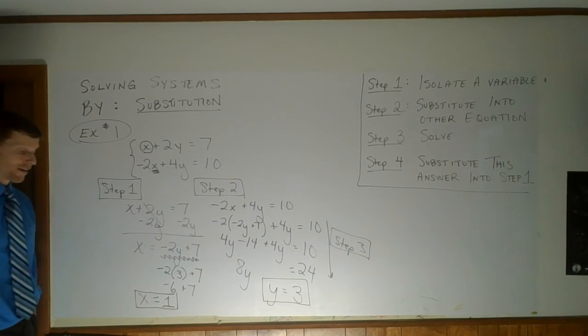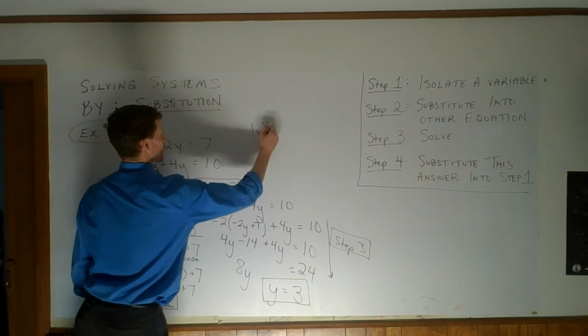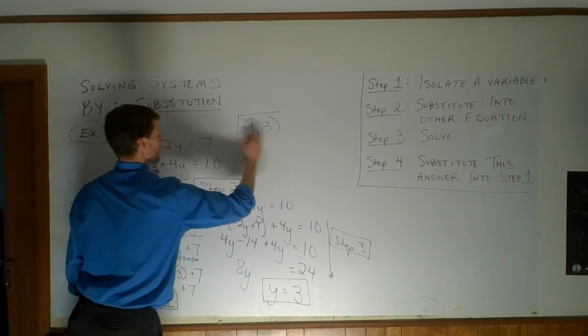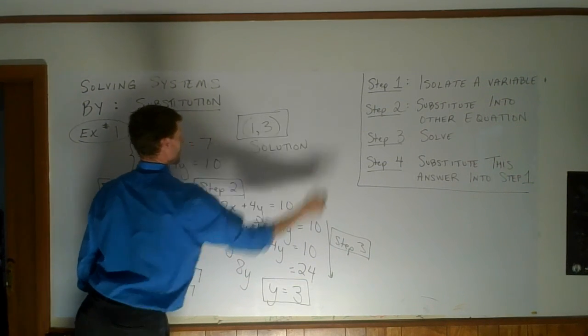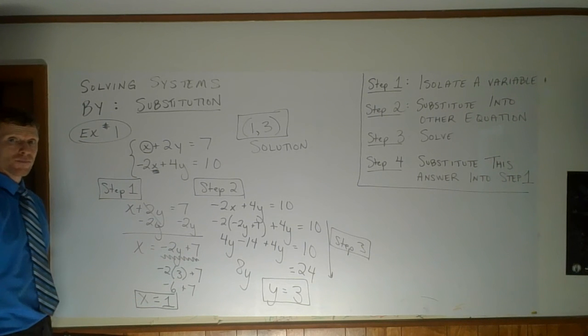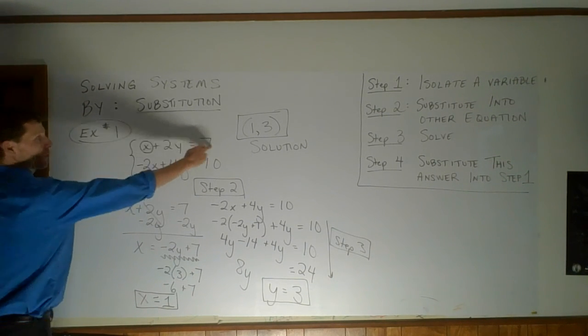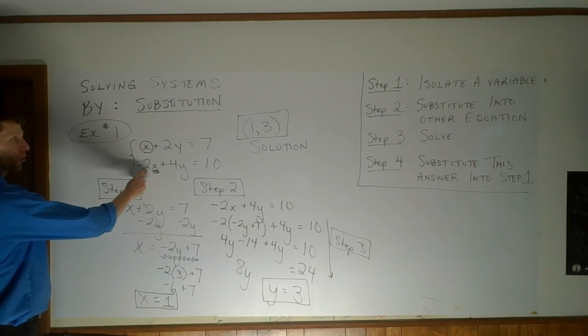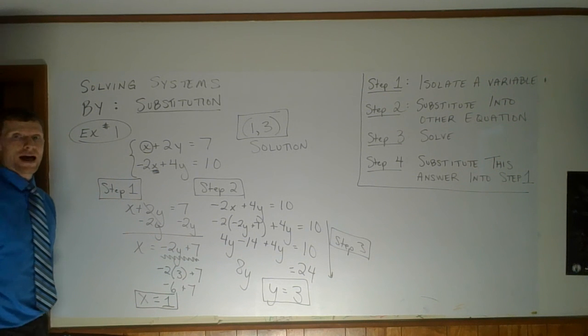I now have my answer. I can write it x equals 1, y equals 3. Or I can write it 1, comma 3. This is my solution. If we had graphed these lines, that's the point of intersection. We can check our answer by plugging it in. 1 plus 6 equals 7. Negative 2 plus 12 equals 10, and we know we have the right answer.